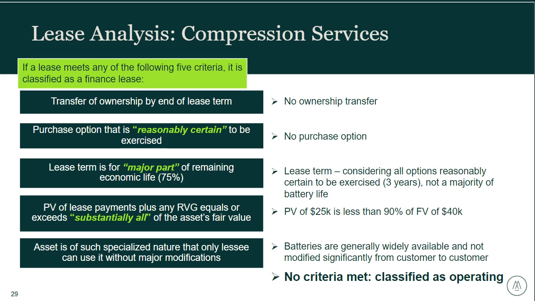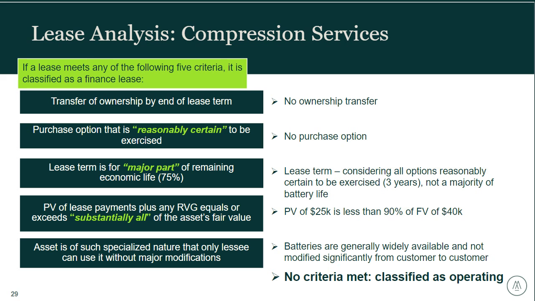So there's a no there. And then you have to ask if the term covers the major part. Another term that's been accepted to mean 75% of the remaining economic life. Considering that our term is likely to be 3 years with the options, we're deciding that that's not a majority of the battery life.